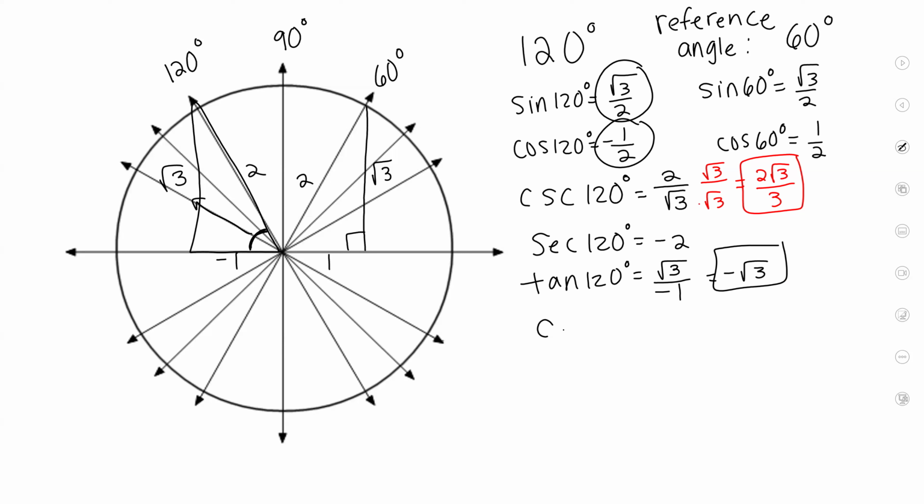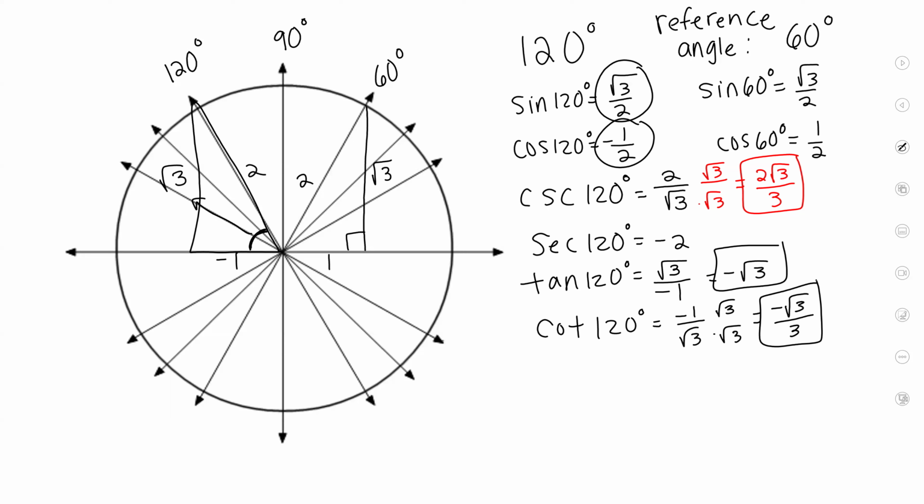And now, finally, we're going to do cotangent of 120 degrees. And we just flip it. So this will be -1 over square root of 3. And don't leave it like that. So your answer will be negative square root of 3 over 3. That is cotangent of 120 degrees.